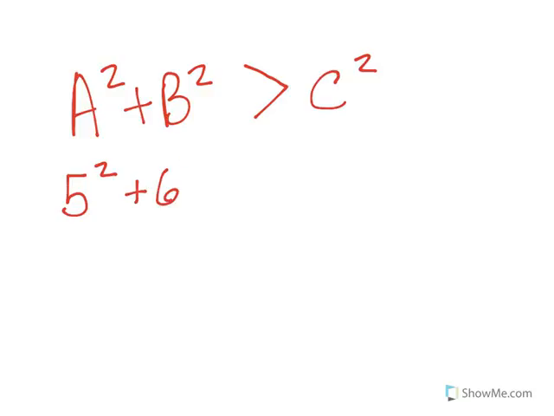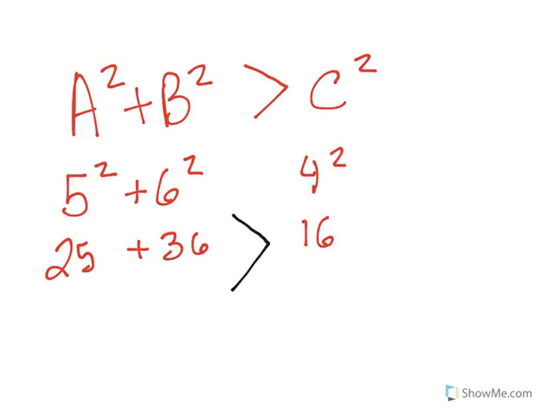If we have a squared plus b squared, and that is bigger than c squared. Here's an example. 5 squared plus 6 squared, and let's look at 4 squared. So that's going to be 25 plus 36, which is way more than 16. Okay, so if that's the case, we can say that this is not right. But if a squared plus b squared is bigger, we know by the converse Pythagorean theorem it is going to be acute.